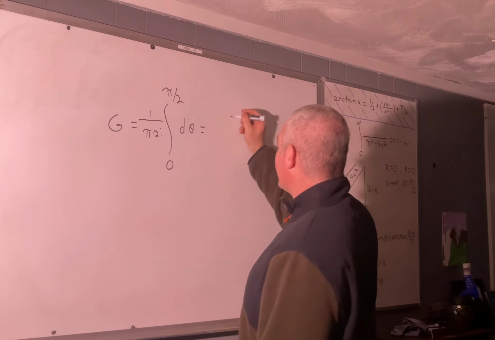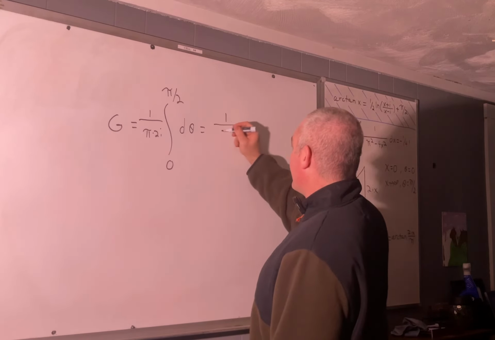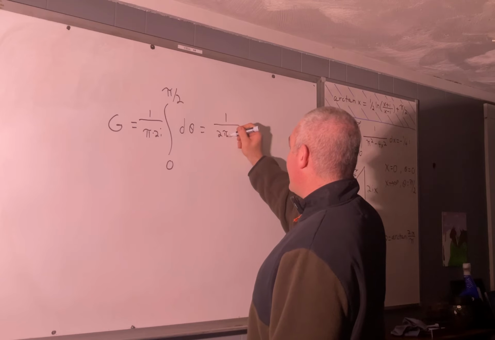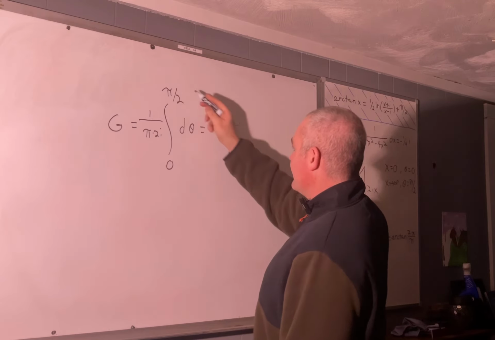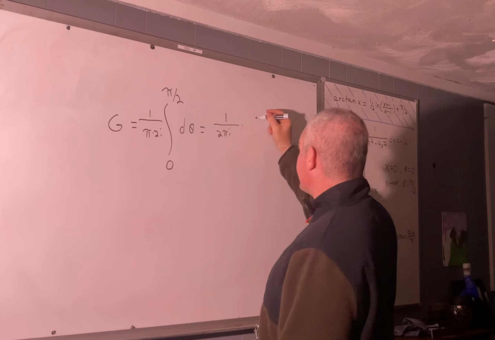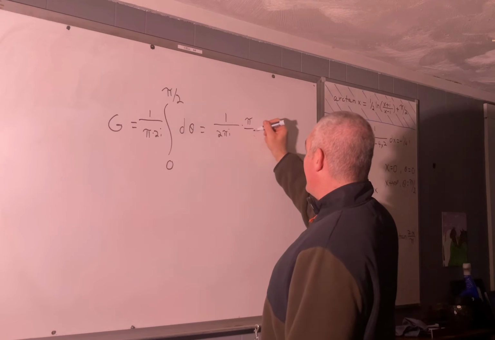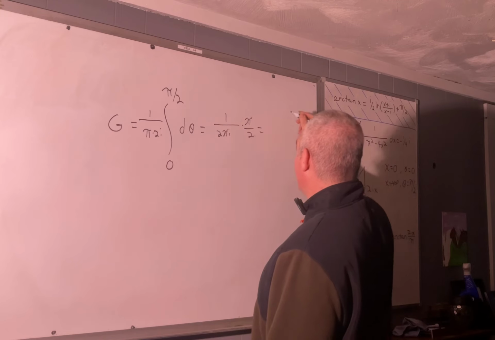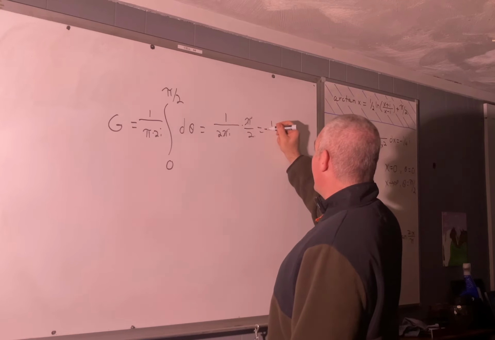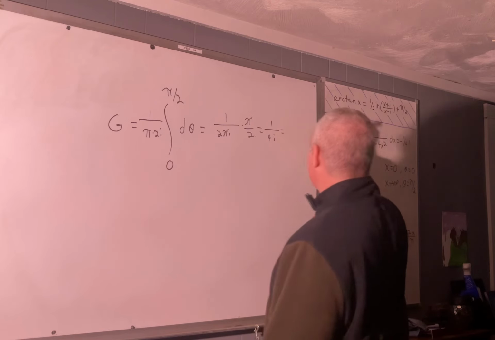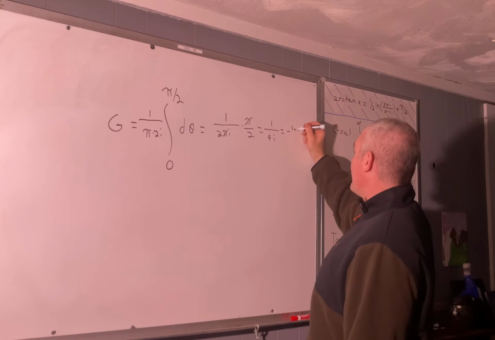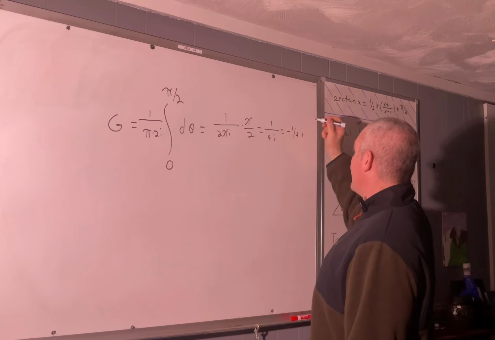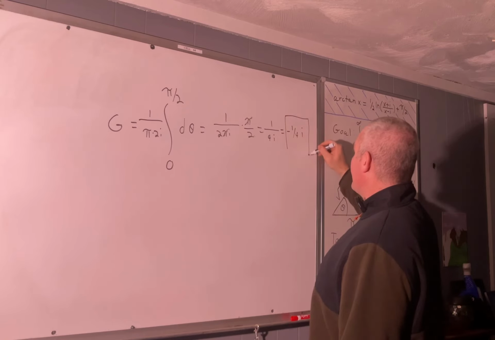So that equals 1 over 2 pi i times the evaluation of this thing, which is just pi over 2. And that equals 1 over 4i, which is simply equal to negative 1/4 i. And that's it.